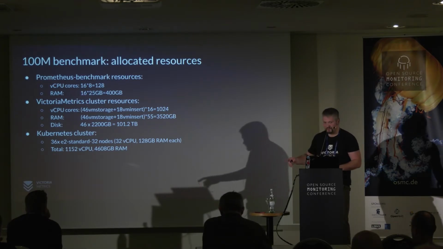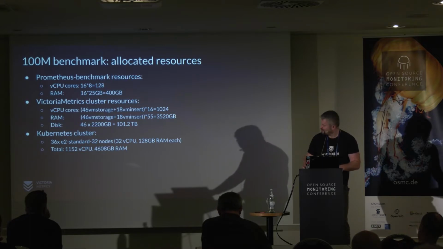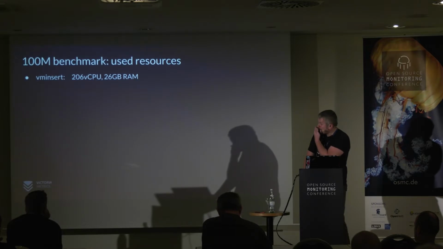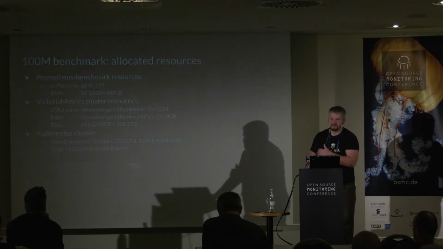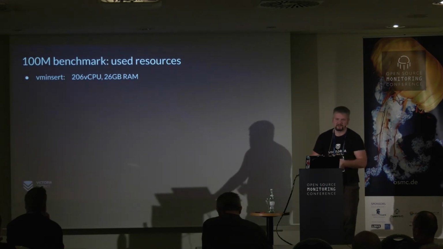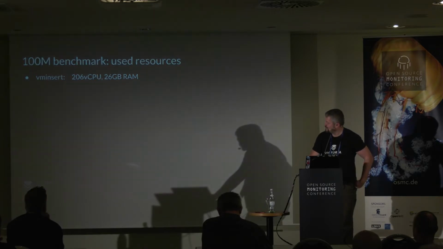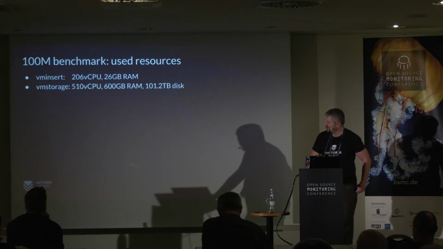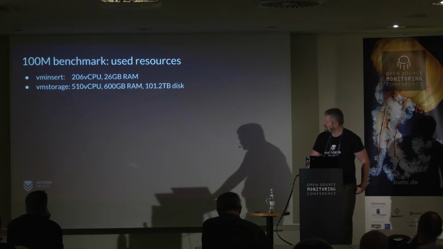The total number of CPUs in this benchmark is 1,152, and the amount of memory is 4.6 terabytes. These were allocated resources, and these are the actual resources used by the benchmark. VMinsert used 200 CPUs and 26 gigabytes of memory. The storage used around 500 CPUs and 600 gigabytes of memory.